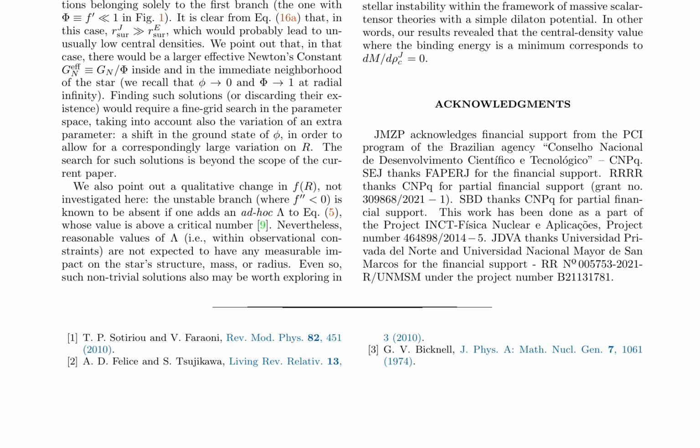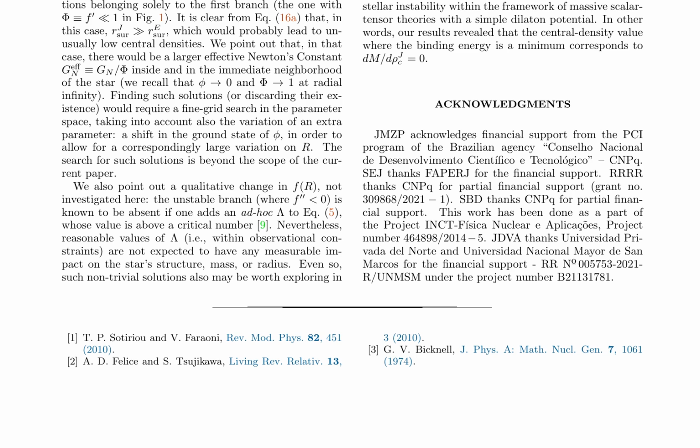They propose that finding such solutions would require a fine-grid search in the parameter space, considering the variation of an extra parameter, a shift in the ground state of phi to allow for a corresponding large variation in r. The authors also mention a qualitative change in f(r), not investigated in this paper. The unstable branch, where f less than 0, is known to be absent if one adds an ad hoc lambda to equation 5, whose value is above a critical number. However, reasonable values of lambda are not expected to have a measurable impact on the star's structure, mass, or radius.